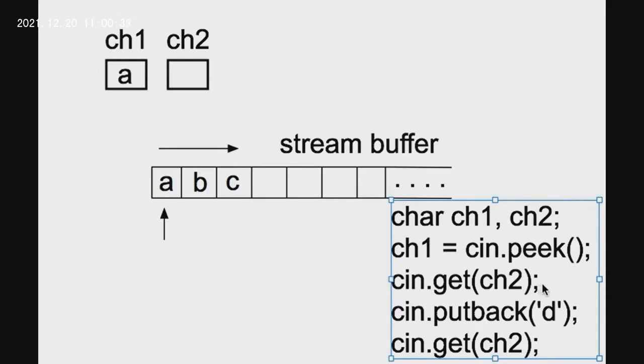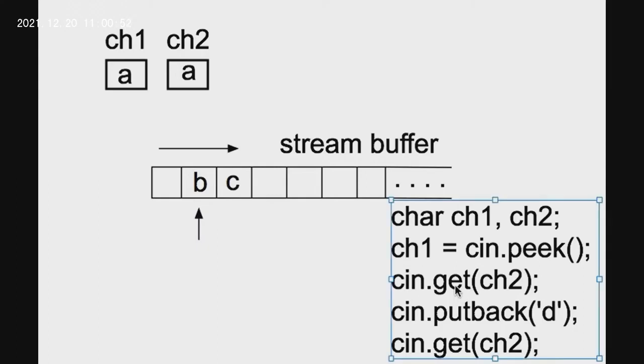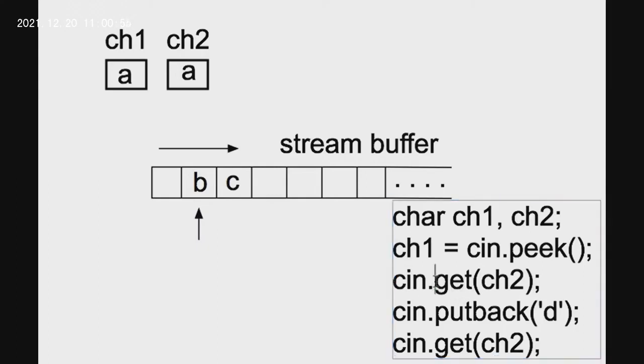Now that we have peeked and we've loaded the first character into ch1, we will move on to the next statement right here. So cin.get(ch2). Well, the pointer is pointing at A right there, so the A will move into ch2. And then the pointer will move over to read B, because that's how get works. It moves the pointer over to read the next thing.